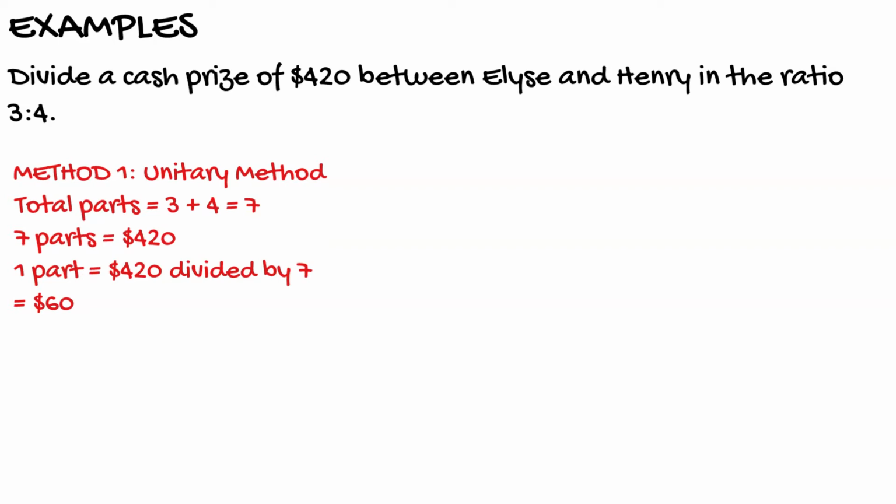Of course, order is really important. The way it's written is Elise and Henry, so that means that Elise is represented by the 3 and Henry is represented by the 4. The value of one part is going to be $420 divided by 7, which gives us $60.